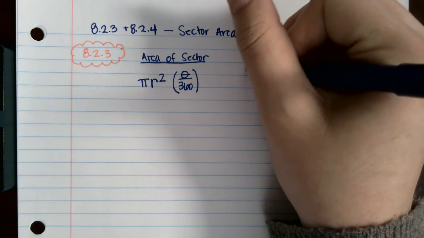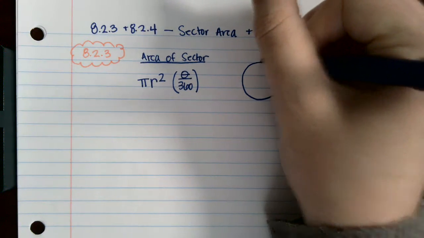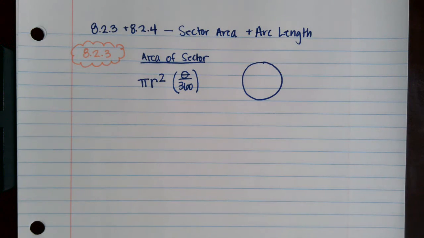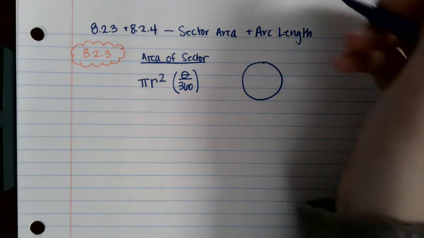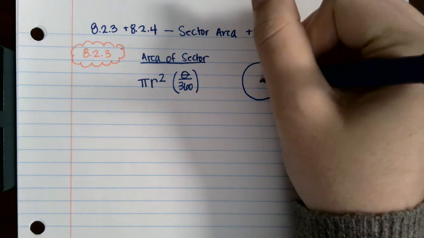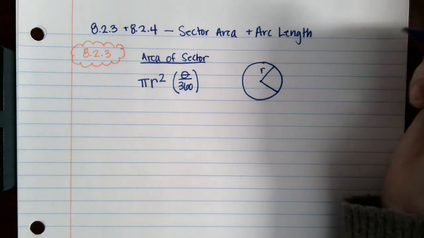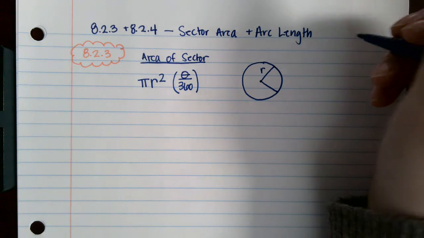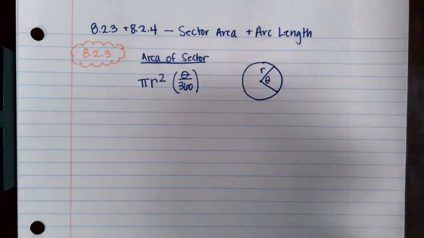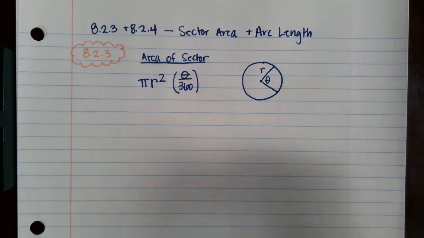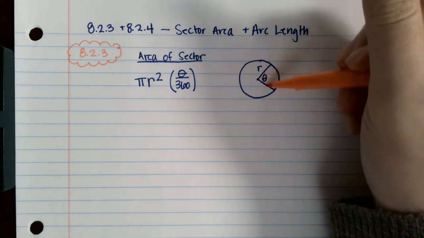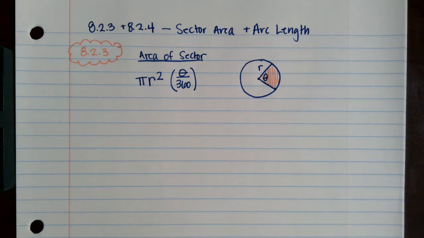So drawing a quick picture, we have our circle, and then we basically want to draw a pie slice. So draw a dot in the center, draw a pie slice. One of these sides is labeled by the radius, and then we have the angle, which is theta. And instead of finding the entire area of the circle, we want to find the area of this piece.